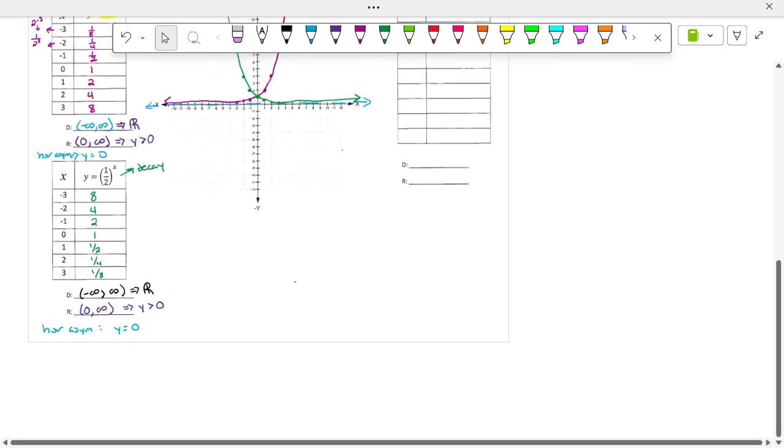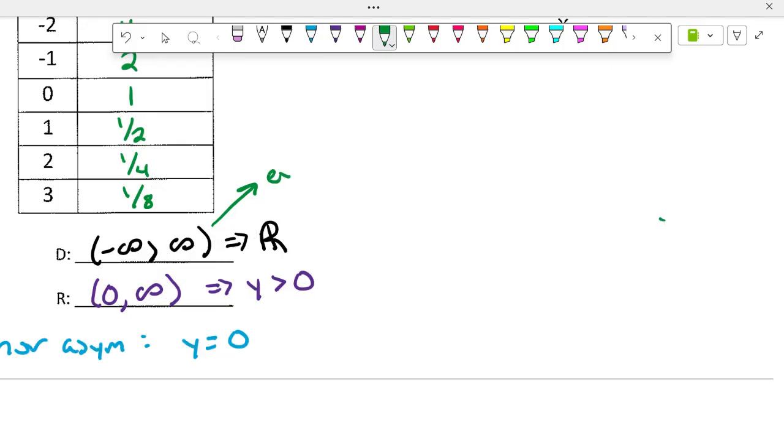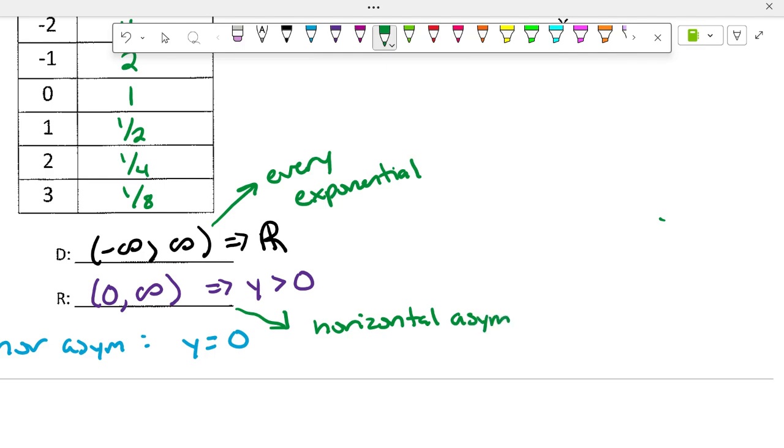And by the way, a way you can find the range: for every exponential graph, the domain will always be all real numbers. So this is for every exponential. The range is whatever the horizontal asymptote is. So you start the range at whatever the horizontal asymptote is. So I'll call that y, and it's always going to go to infinity.